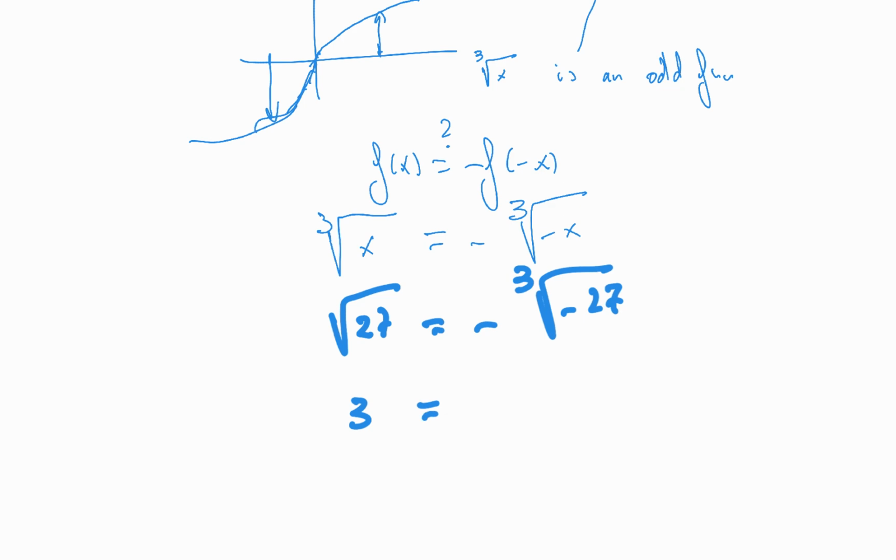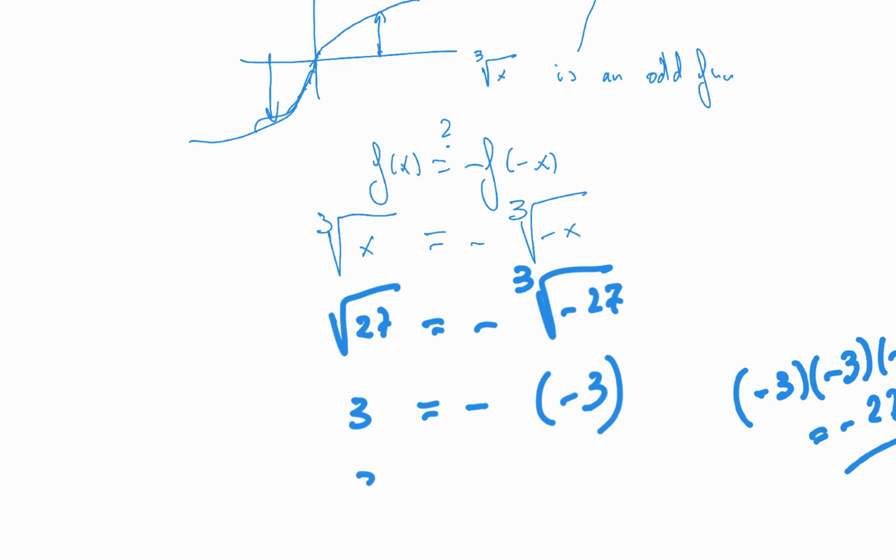Now, the cubic root of minus 27 is minus 3, because minus 3 is the number that when I multiply it 3 times, minus 3 multiplied by minus 3 will be plus 9, multiplied by minus 3, it will be minus 27. So the cubic root of minus 27 is minus 3. So it's minus minus 3. Oh, so 3 is equal to 3. It is correct. So the cubic root of x is minus the cubic root of minus x. It means that the function is an odd function.